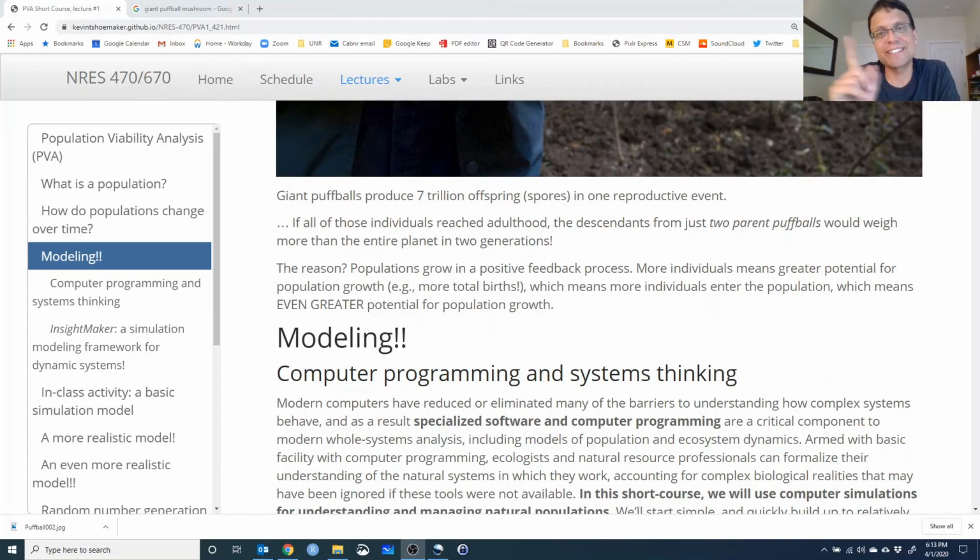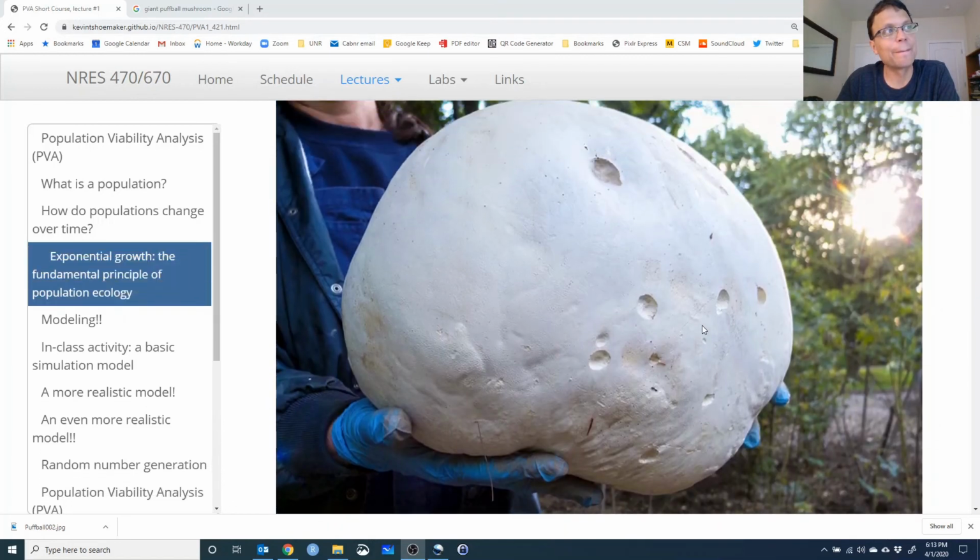Okay, so I fixed the website, and without further ado, the giant puffball. Pretty impressive organism, no?